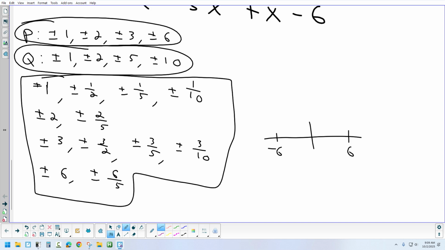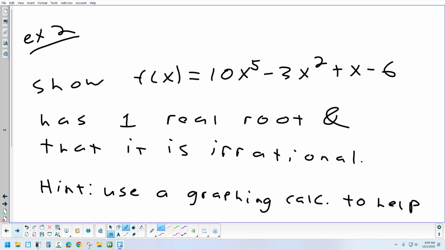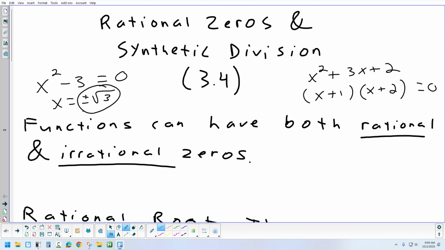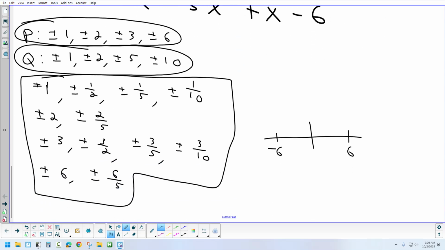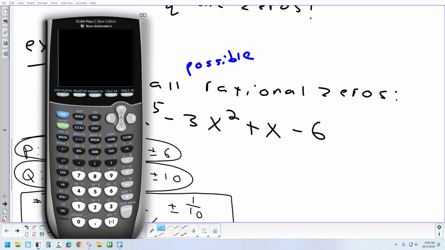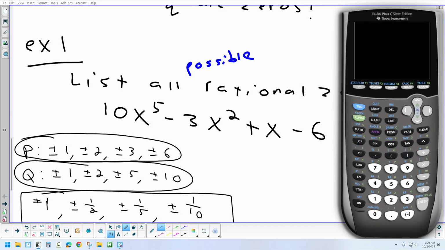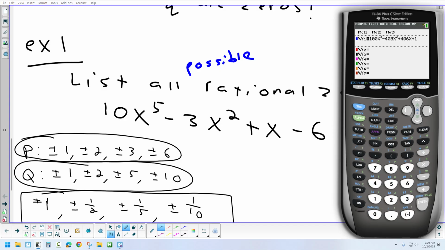Now, we're going to actually graph it, and we're going to narrow down the possibilities. So let's type it in. We've got 10x to the 5th minus 3x squared plus x minus 6. I can do a standard window. That's negative 10 to 10. It's more than I need, but it's okay.